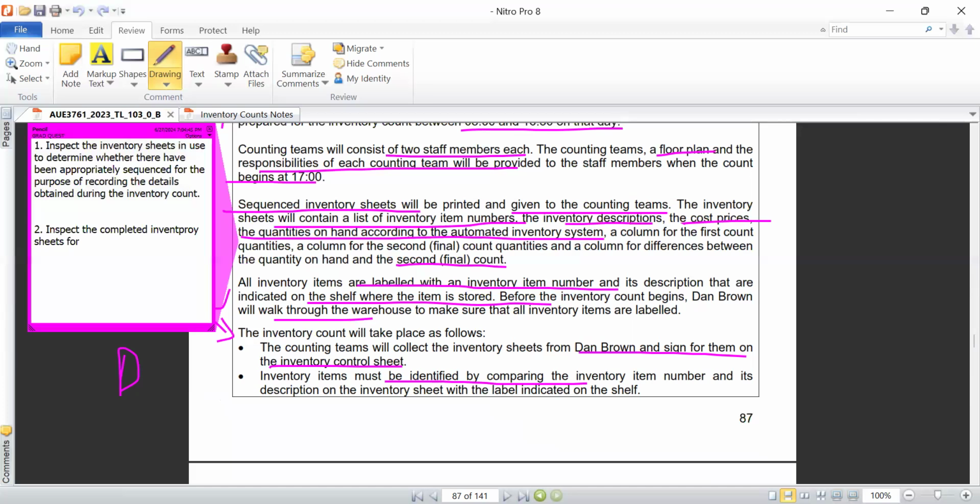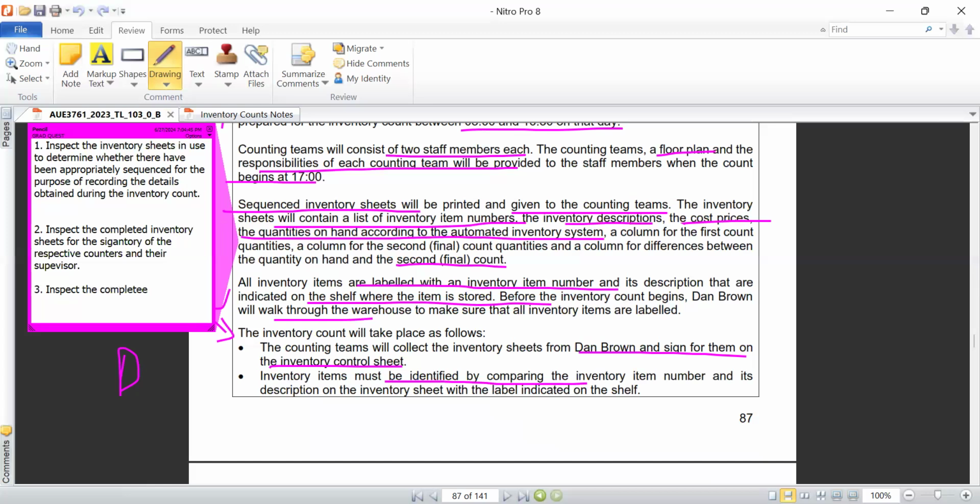Not only for those details, but let me just put a simple one first before we go to the details. So inspect the completed inventory sheets for the signatures of the respective counters and their supervisor. That's a simple one.